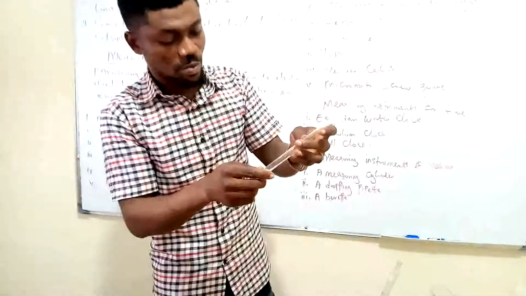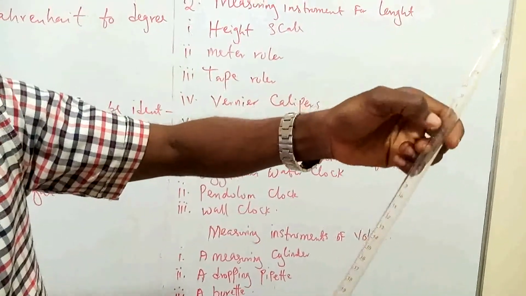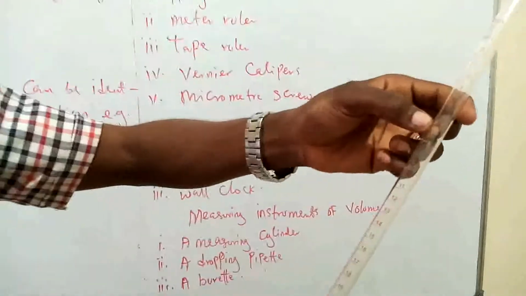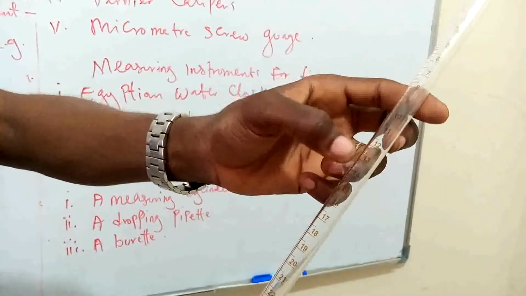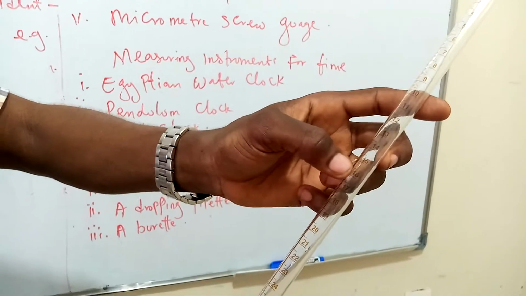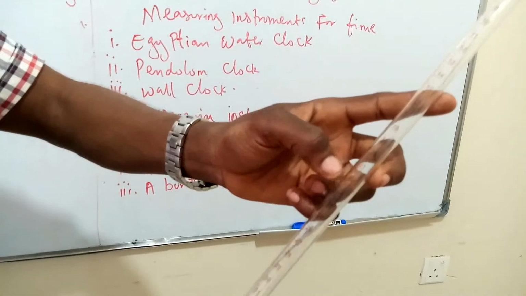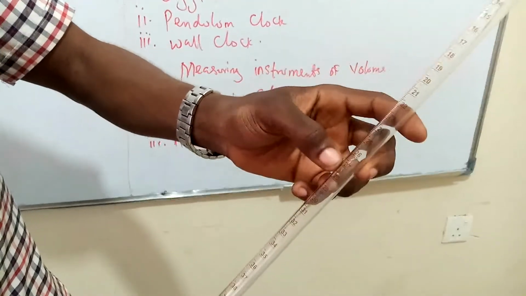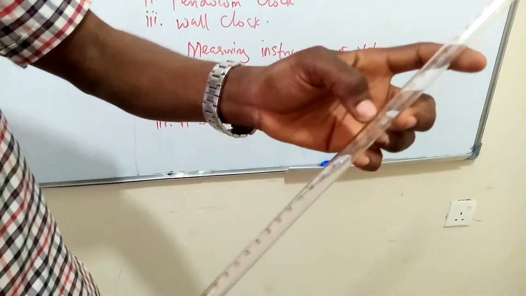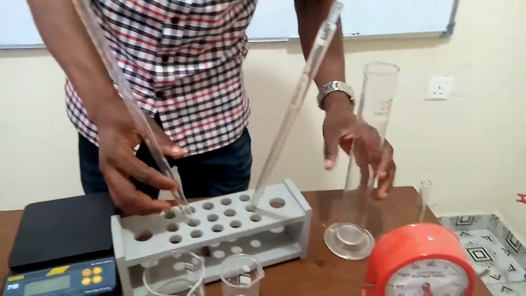You see it is numbered from 0 to 1, 2, 3, 4, 5, 6, 7, 8, 9, 10, 11, 12, 13, 14, 15, 16, 17, 18, 19, 20, 21, 22, 23, 24, 25, 26, 27, 28, 29, 30, up to what? 50. It follows suit up to 50.